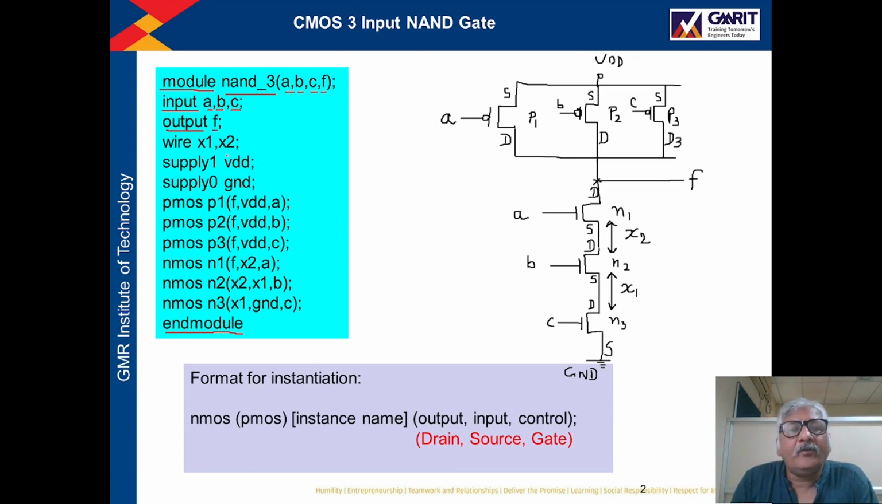Now as I told you, X1 and X2, this is X2 and this is X1, they are not directly connected to any of the input or output ports or VDD or ground supply. So we will declare these X1 and X2 as wire. So wire X1, X2. Supply1 is my VDD and supply0 is my ground, right?